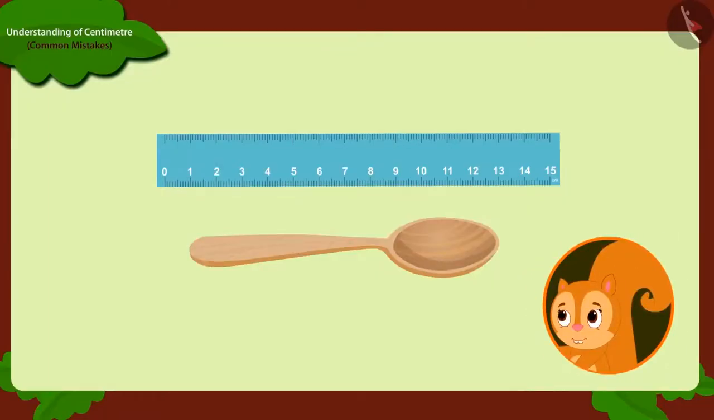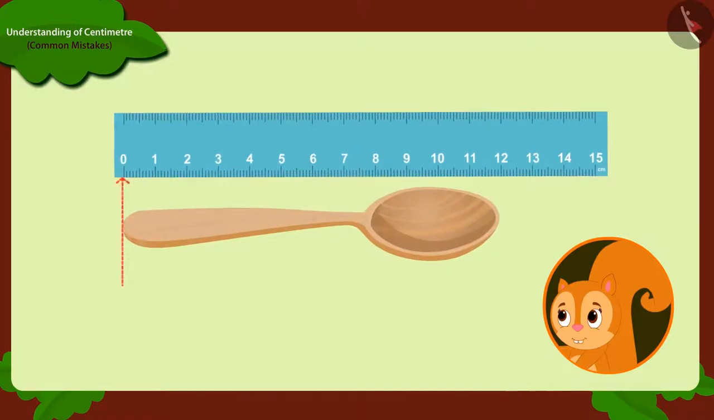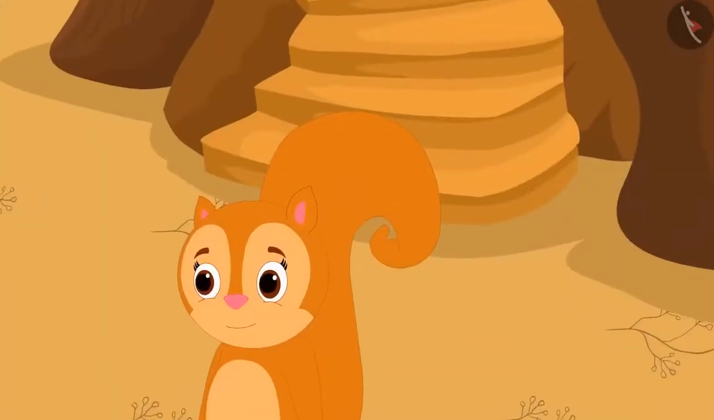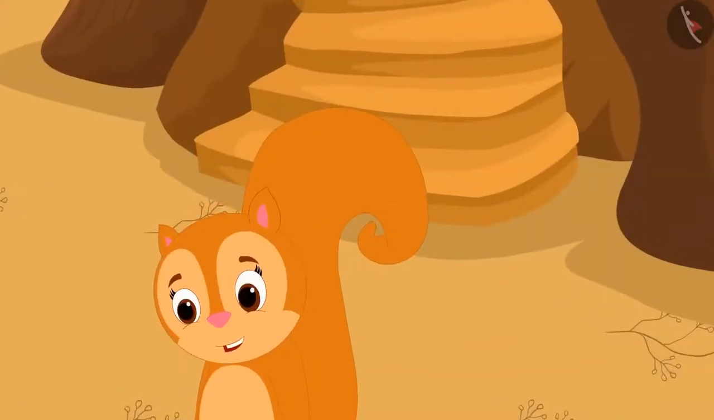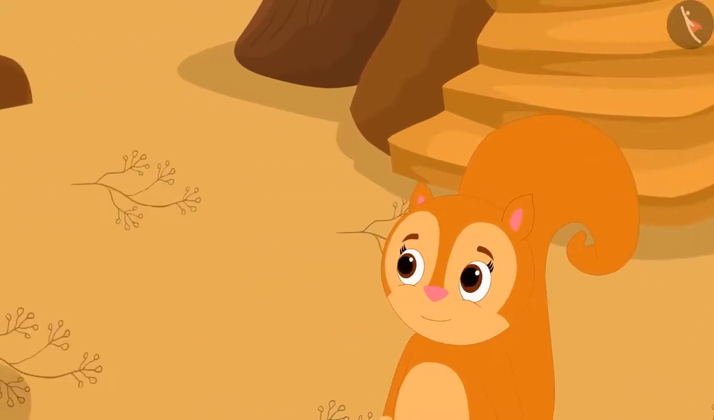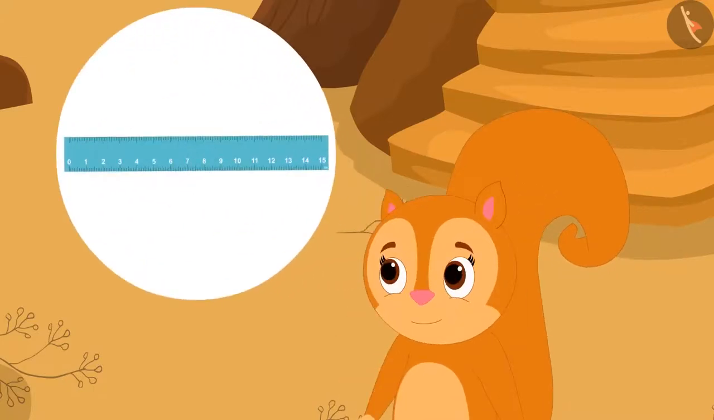Chanda realized her mistake and measured the spoon from number zero. And this time, she got the length of the spoon exactly 12 centimeters as before. Now, Chanda wants to get a skirt made for herself. Chanda is thinking, why not measure her waist using the ruler too?